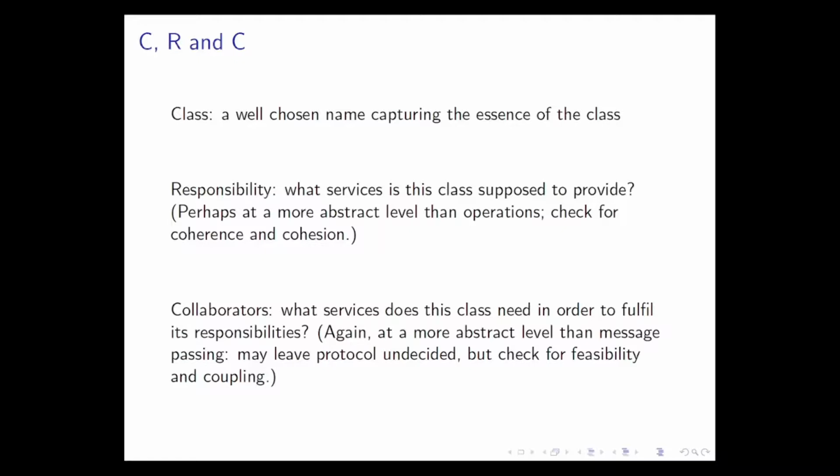And collaborators explains what services this class is going to need in order to fulfill its responsibilities, and again that might be at a rather more abstract level than simple message passing, and you might even leave the precise protocol of which messages pass undecided. So you might want to say, well, actually I don't know whether this interaction is going to happen via a sequence of 3 different messages, each getting their own return value, or whether it's going to happen by one message being sent and having maybe a more complicated object as its return value, or what.